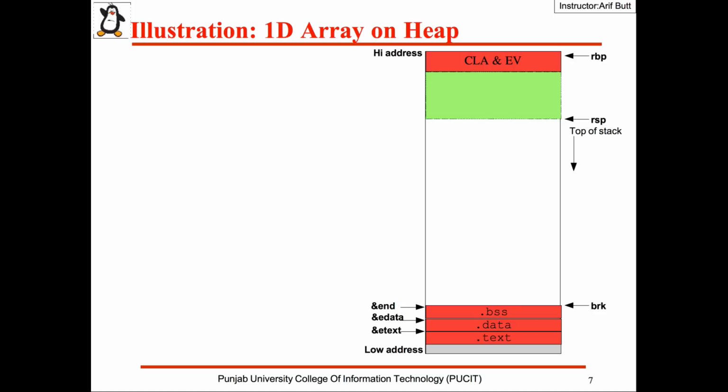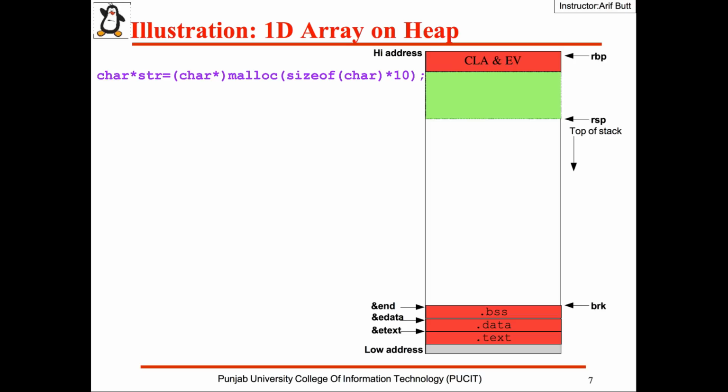Well, over here I'm going to give you an illustration of how a 1D array on heap is laid out and how it is freed. The point to note before I proceed is that the program break, that is the brk, in the beginning is pointing just above the data section. And of course, we all know that unlike stack, heap grows upwards towards the higher addresses.